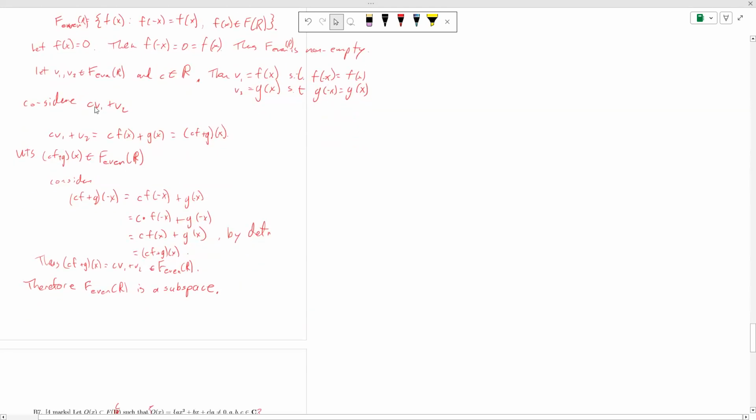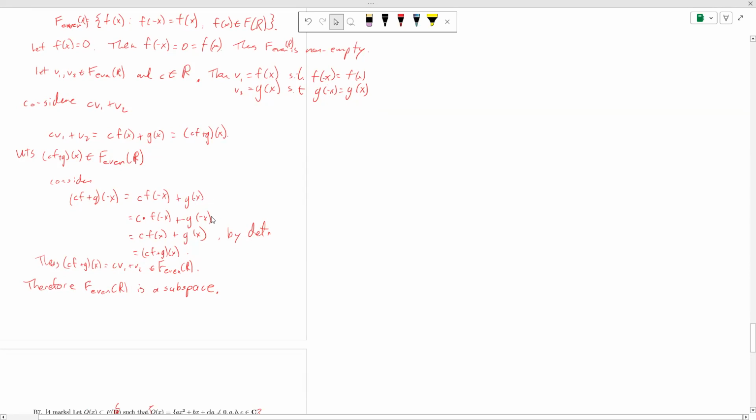And then we consider c v1 plus v2. So c v1 plus v2 equals c f of x plus g of x, which equals cf plus g all of x. And now we want to show that cf plus g of x is an even valued function. So we consider cf plus g of minus x, and we apply our rule.